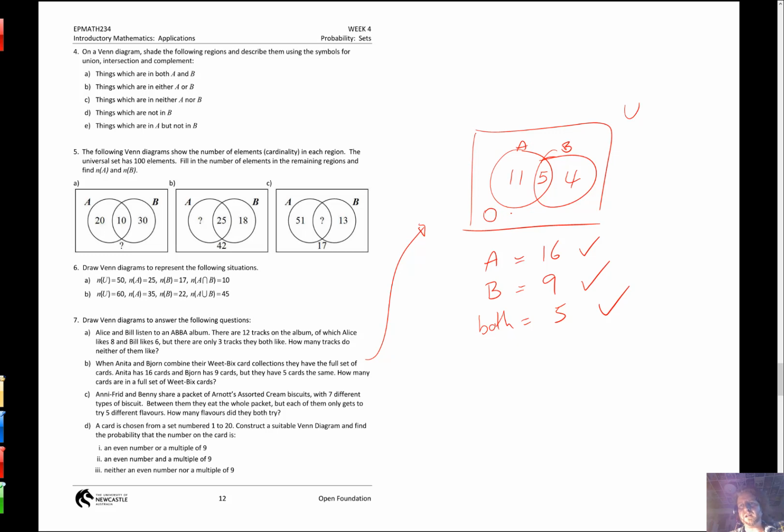So what's the total number of cards in the universal set? It must be that plus that plus that. Okay, 11 plus 5 plus 4, there are 20 cards. Therefore, there are 20 cards in this Weet-Bix set.